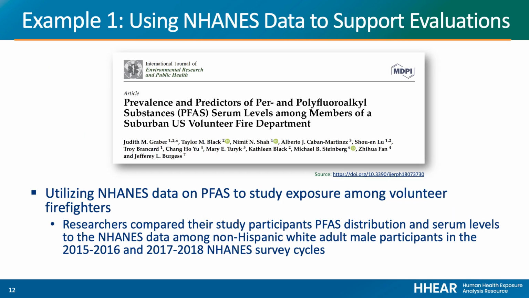One example of this is a study from Graber et al. published in 2021, which used NHANES data on PFAS to study exposure among volunteer firefighters. Researchers compared PFAS distribution and serum levels among volunteer firefighters in their study and compared these to the NHANES data among non-Hispanic white adult male participants in the 2015-2016 and 2017-2018 NHANES survey cycles.